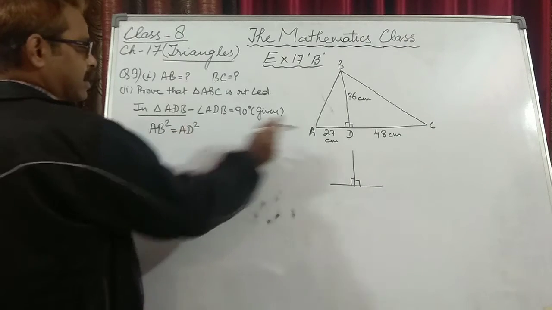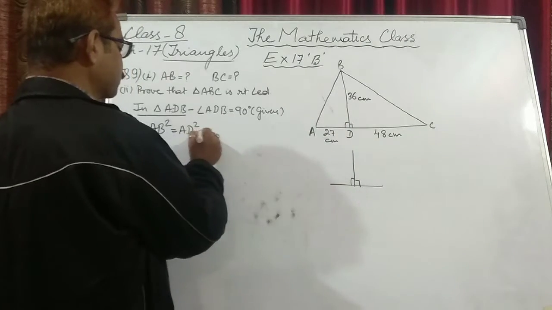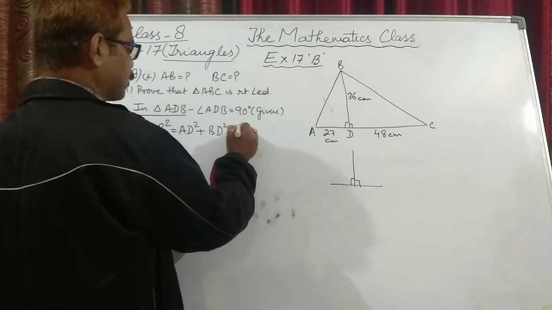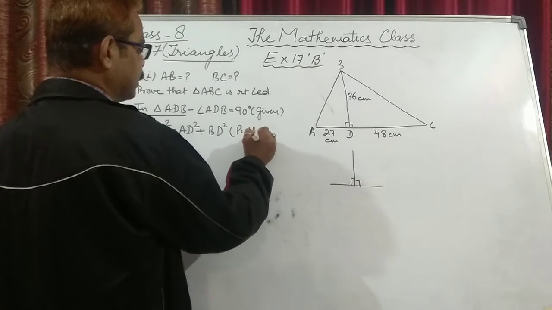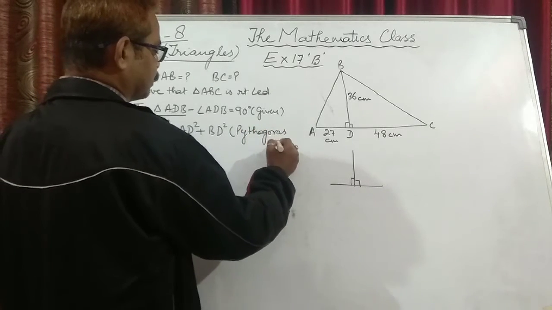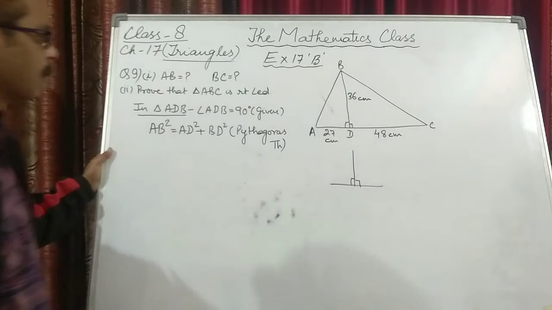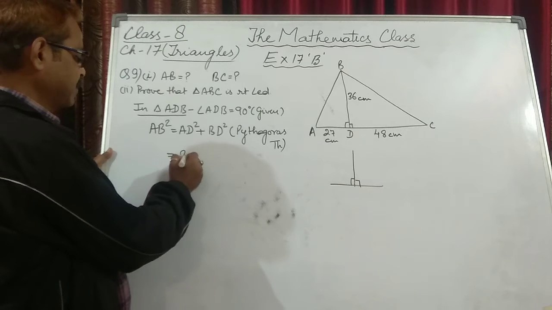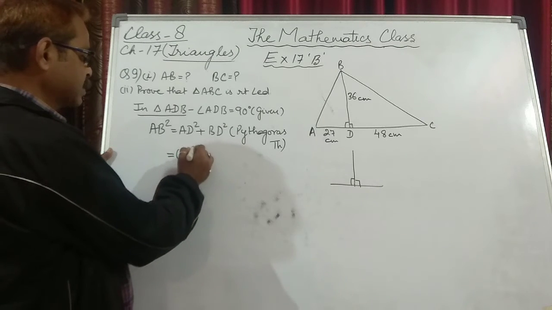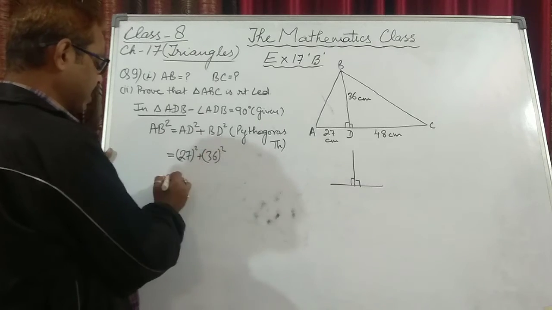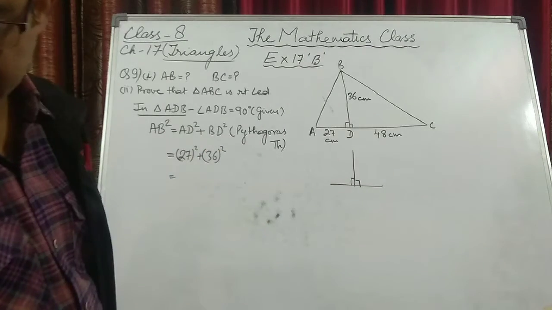square of the other two sides, AD square plus BD square, and the reason you are going to write is Pythagoras theorem. That's it. Now we have been given the value of AD as 27, so 27 square plus 36 square. We will simply square and add.